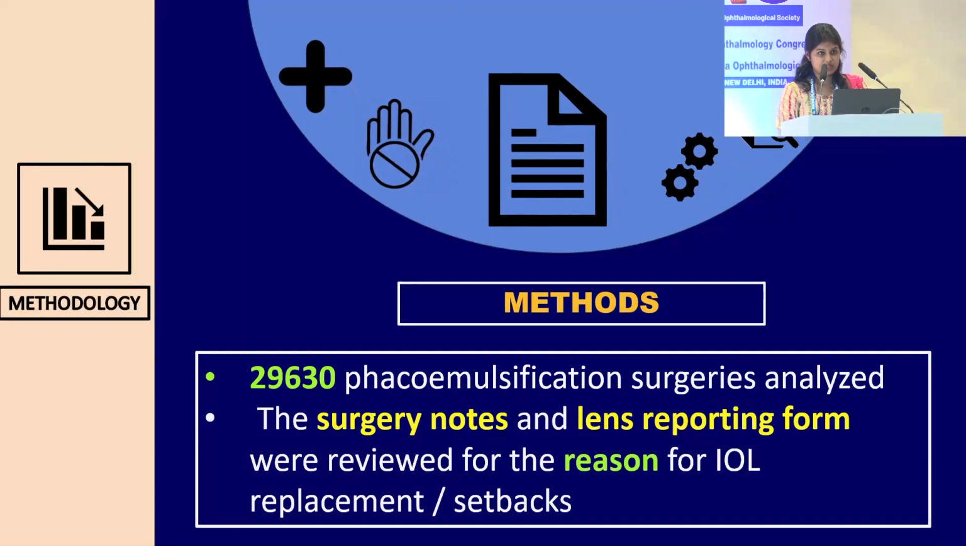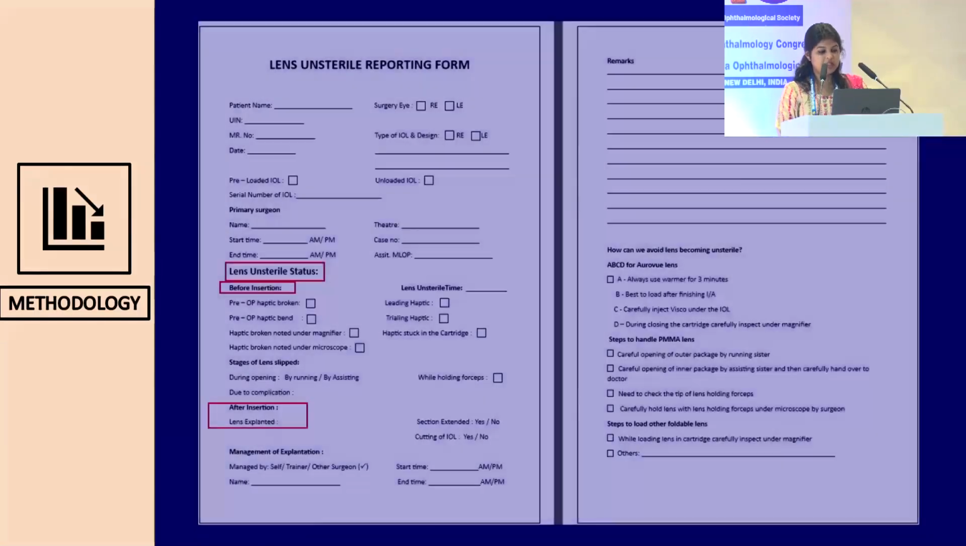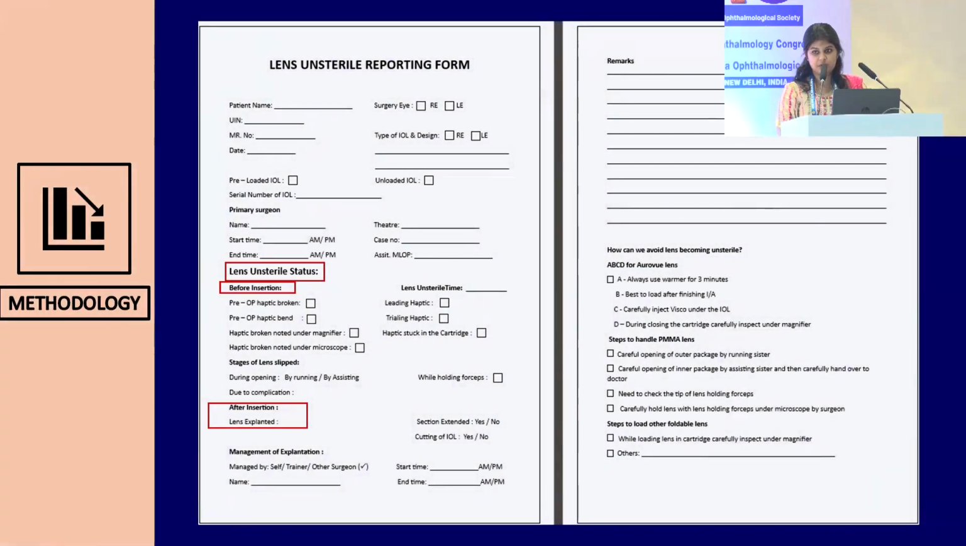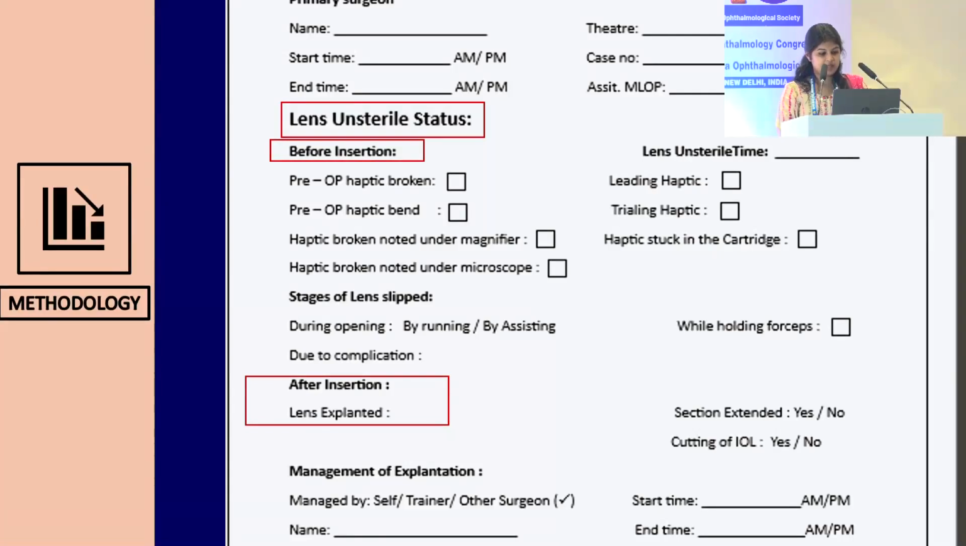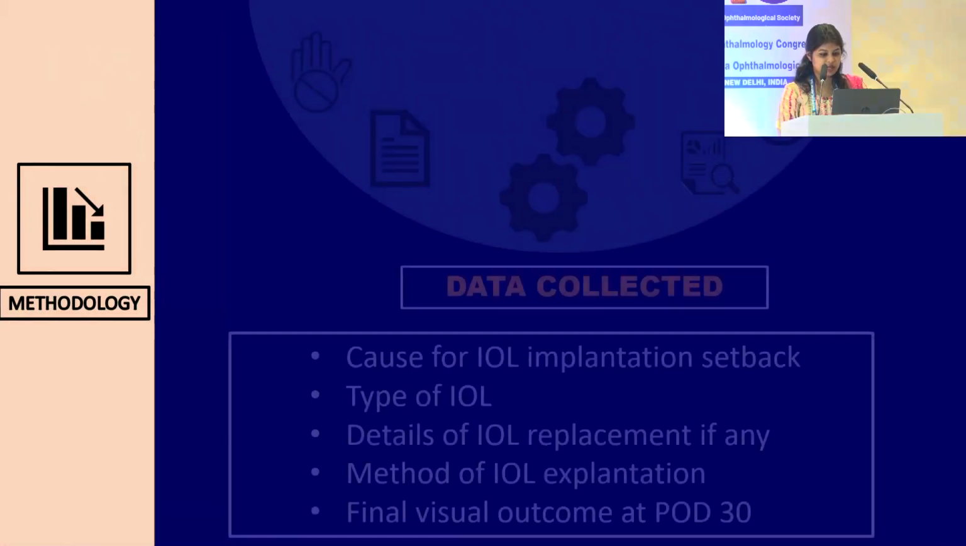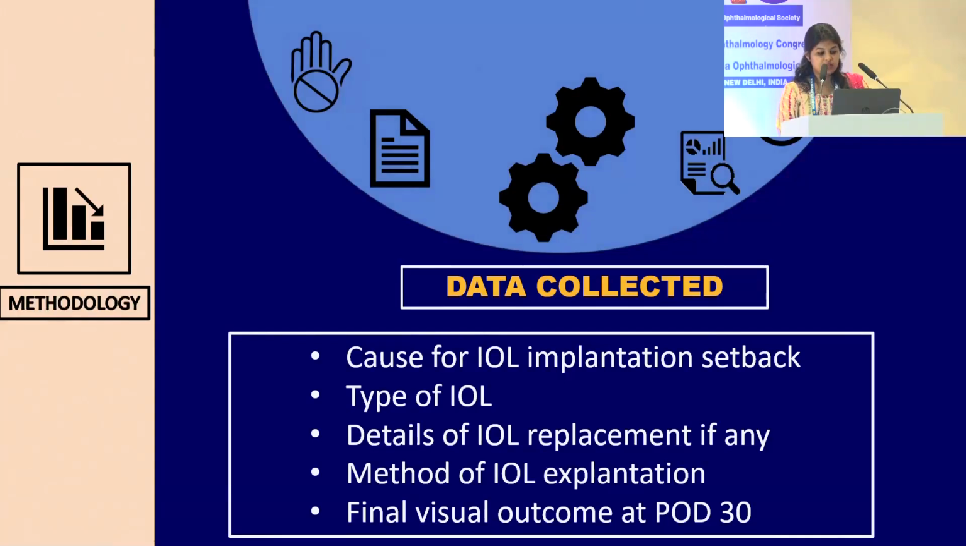29,630 phaco surgeries were analyzed using the surgery notes and the lens reporting form for the various reasons of the IOL implantation setbacks. This is an example of the lens reporting form that we use at our hospital. From this, we can know the exact step and the exact cause for the IOL implantation setback and the technique of explantation. We collected data regarding cause for the IOL implantation setback, the type of the IOL, details of IOL replacement if any, method of IOL explantation, and the final visual outcome on postoperative day 30.